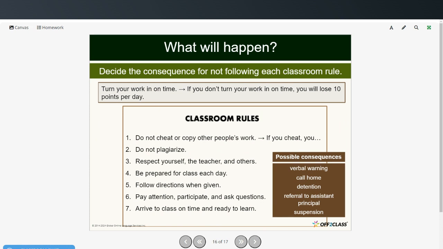All right, so now decide on a consequence for not following each classroom rule. So here's an example. Turn your work in on time. If you don't turn your work in on time, you will lose 10 points per day. And here are some possible consequences to give you some ideas. So go ahead and try these on your own. There are really no right or wrong, but just try to make sure that the consequence sort of fits the rule that is broken.